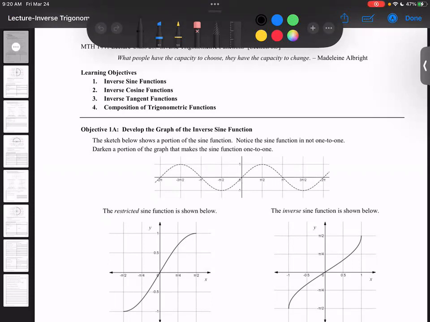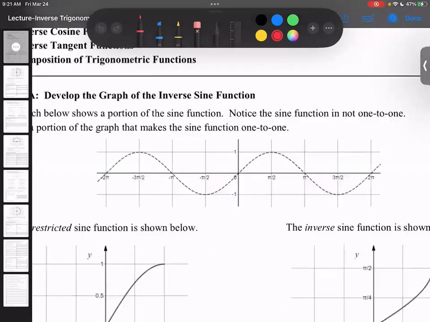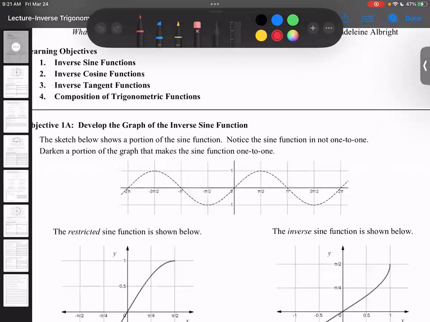If you look at this sine graph, how do I know this is a sine graph? Because it's symmetric about the origin, right? It's an odd function. So if you draw a horizontal line, it intersects the sine function in infinitely many places. Okay. It's a finite period here, but if you continued to draw it out to negative infinity and positive infinity, that blue line will cross the graph infinitely many times.